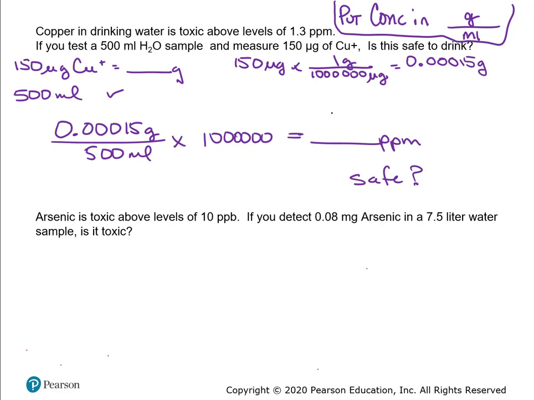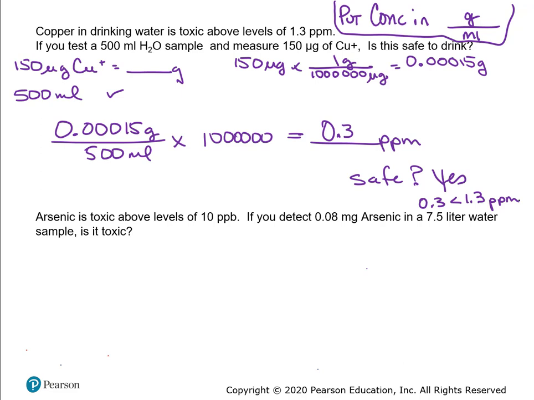What'd you get now? 0.4. So I got 0.3. So now you've got to go back and compare. It says copper in drinking water is toxic above 1.3 parts per million. So is this safe? Is it less than 1.3 parts per million? Yes. So 0.3 is less than 1.3 parts per million. So as long as your parts per million number is less than the limit, then you would say, yeah, it's safe to drink.